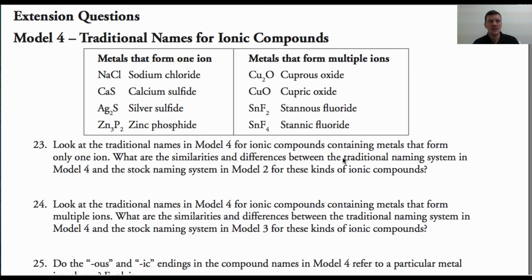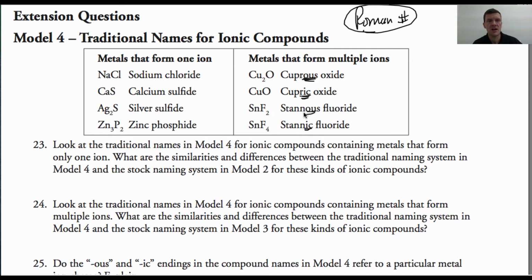All right. Let's look at just one little extra component to all of this. There are some more traditional naming systems. We use Roman numerals. Roman numerals is now the easier accepted method, but there was an earlier, more traditional method, and that would be by changing the ending of the metal itself. By changing the ending of the metal name, we would identify which ion it is.